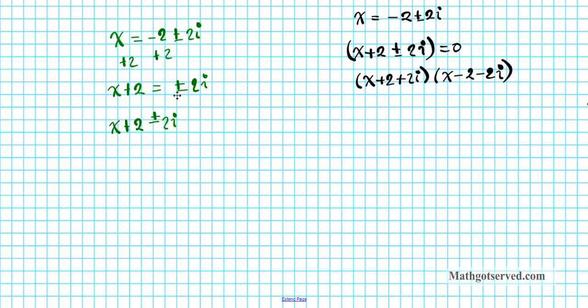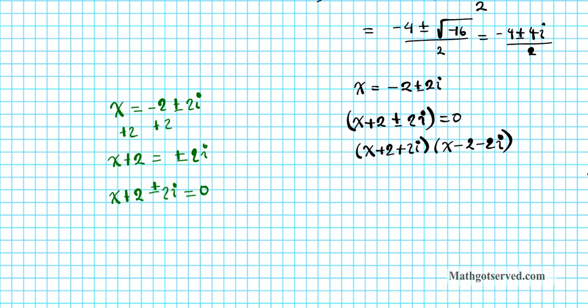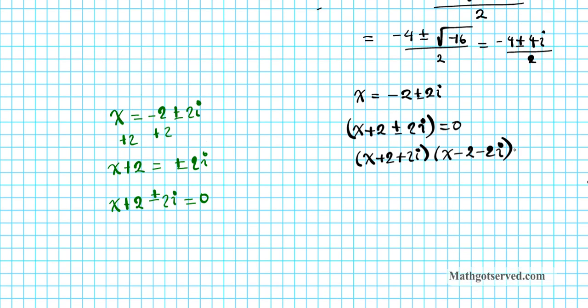So adding plus or minus 2i to both sides is going to be exactly the same. Plus or minus 2i equals 0. Okay? And then when you split it, you have these two factors right here. All right? So that's how I was able to come up with this expression. Okay, so now we have it written as a product of linear factors.